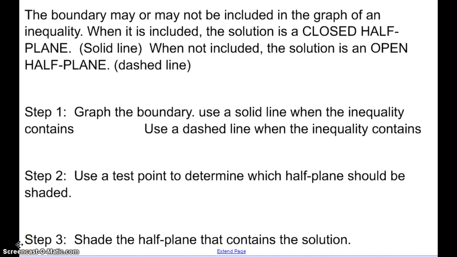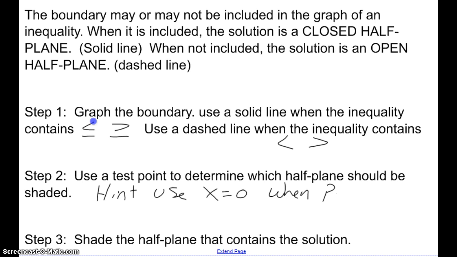So step one, you're going to graph the boundary. Use a solid line when the inequality contains a less than or equal to, greater than or equal to. Use a dashed line when the inequality contains less than or greater than. Step two, use a test point to determine which half plane should be shaded. Hint, use x equals 0 when possible.